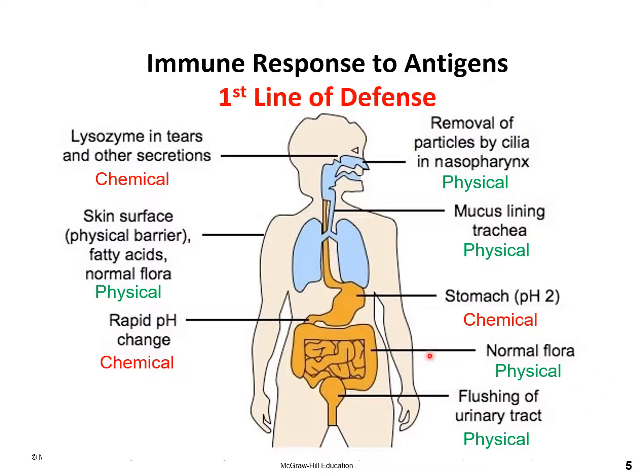We also have normal flora in our digestive tracts, and that is also a physical barrier, as well as the flushing of our urinary tract with urine. And so as we urinate, as urine travels through the kidneys and it goes through the bladder and is flushed out of our urinary tract. That is a physical washing out of any foreign invaders that may have entered through our urinary tract.